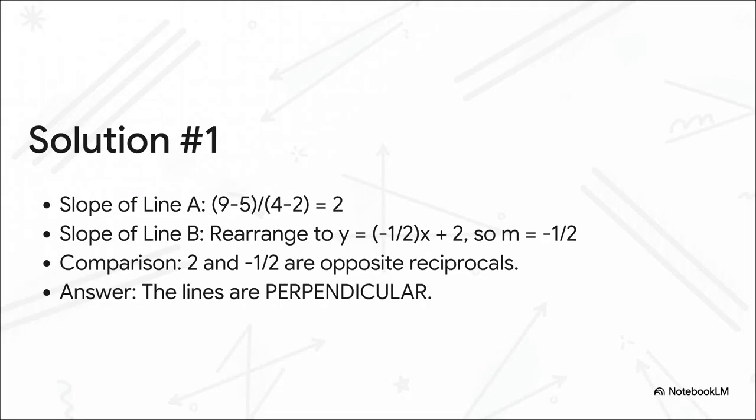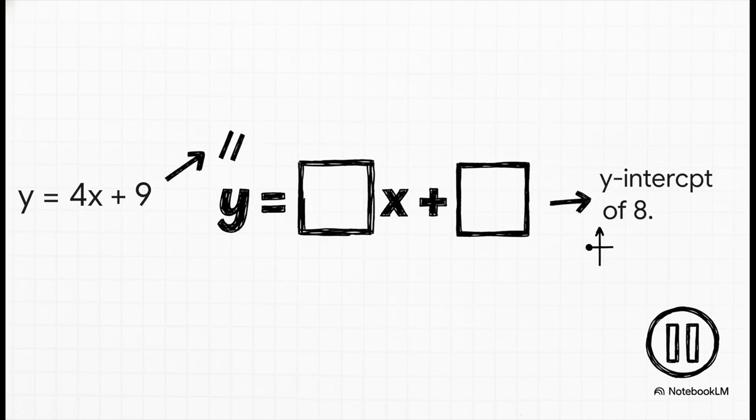Okay, you back? Let's check the answer. For line A, if you do the math, the slope comes out to 2. For line B, once you rearrange it, the slope is -1/2. So, what have we got? We have 2 and -1/2. They're opposite signs and they're reciprocals. That means these lines are perpendicular. Nicely done. All right, one more for you.